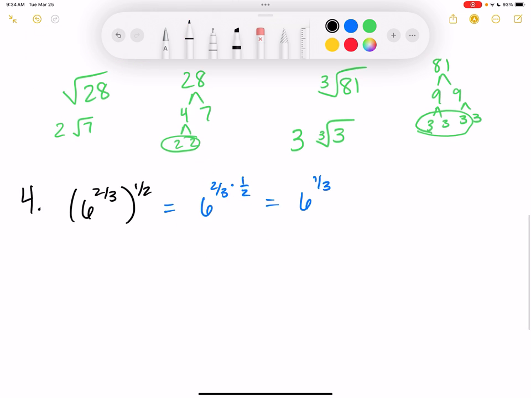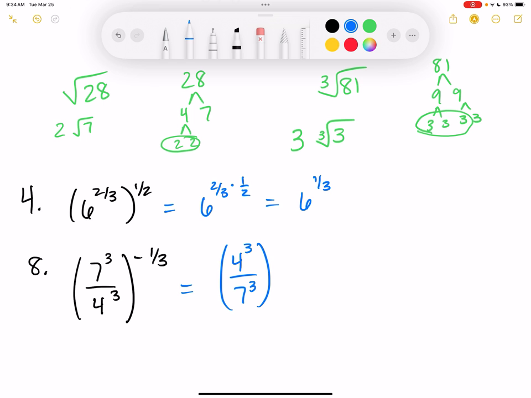Okay. 8. 7 cubed over 4 cubed, all raised to the negative 1/3. Any ideas what I should do first? Flip it first, because that negative exponent's on the outside. So make this 4 cubed over 7 cubed, all raised to the positive 1/3. Now what? Put the exponent in. And what do I get when I do that? You get 4 over 7.